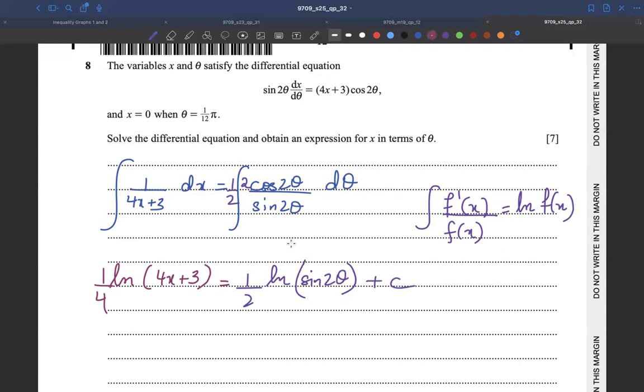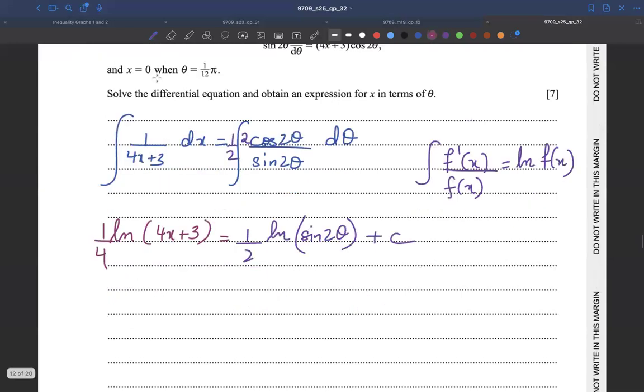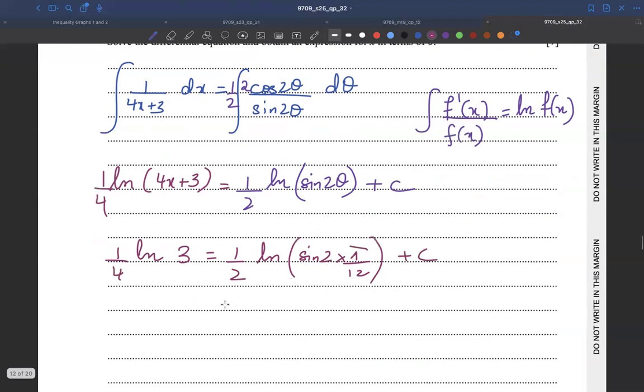Now, once we have done this, we use the initial values to find the value of c. X is 0 and theta is pi by 12. So we'll get half ln of 0 plus 3 will be 3, and equals to half ln of sine 2 times pi by 12 plus c. So sine, that will become pi by 6, and sine pi by 6 is half. So you'll get half ln of half plus c is equals to 1 upon 4 ln of 3.